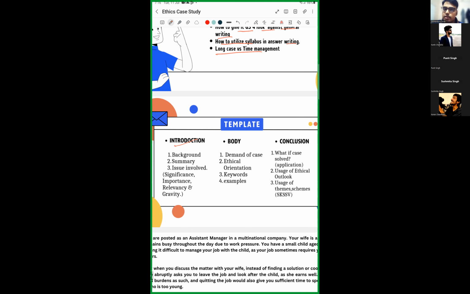Next, body. When we talk about the body of any case study, generally we have 4 or 5 questions. First, we should ensure the demand of the case is met. That we will discuss, how we have to ensure the demand is met. Second, ethical orientation. When I say ethical orientation, again repeating my words, whether the syllabus words were there or not.